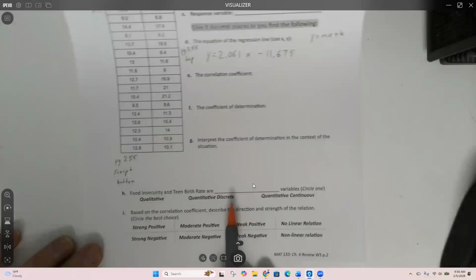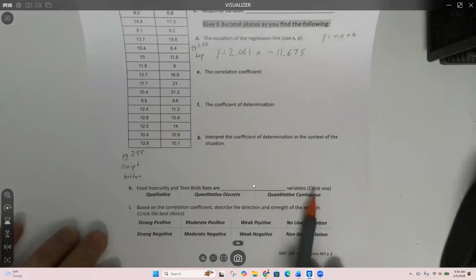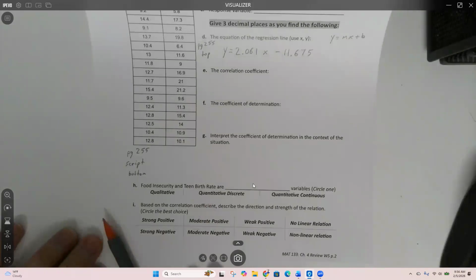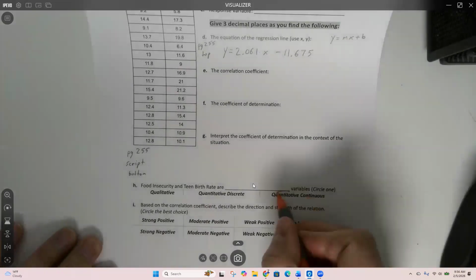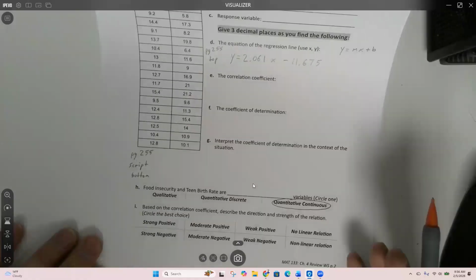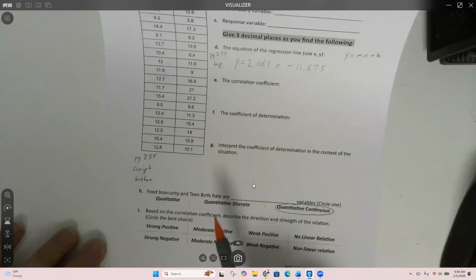Food insecurity rate and teen birth rate are what kind of variables? So, what do you guys think? Rachel says they are continuous, and I agree with that. You can only do linear regression or any type of regression when you have two columns of quantitative data.